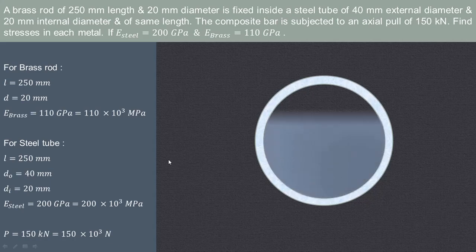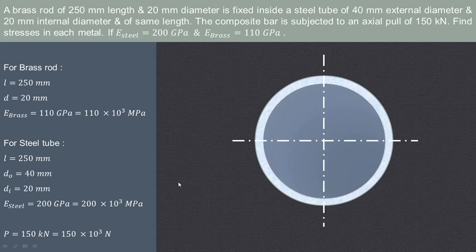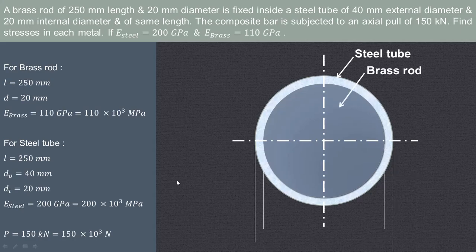External diameter is 40 mm, internal diameter is 20 mm. Modulus of elasticity for steel is 200 GPa. Convert GPa into MPa. And P is 150 kilonewton, that is 150 into 10 raised to 3 Newton, converting this kilonewton into Newton.